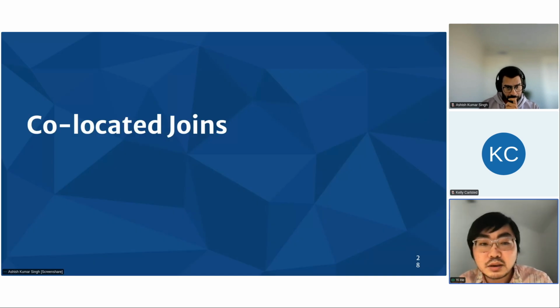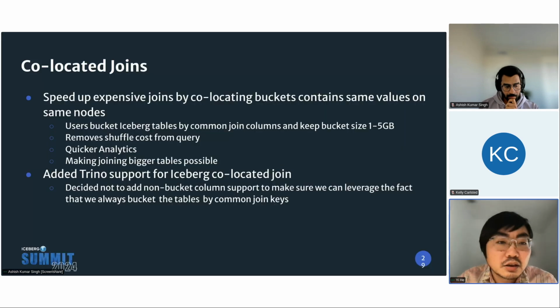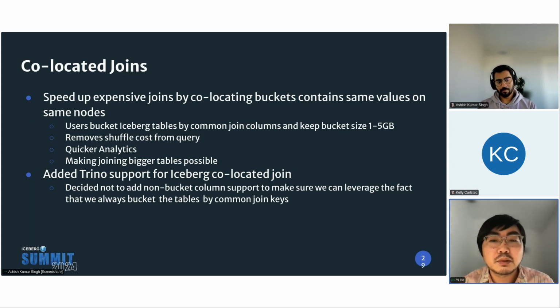So the first thing we did to improve our dev velocity is basically through collocated join. What is a collocated join? We ask our users to bucket their Iceberg tables by common join columns and keep the bucket size between 1 to 5 gigabytes.